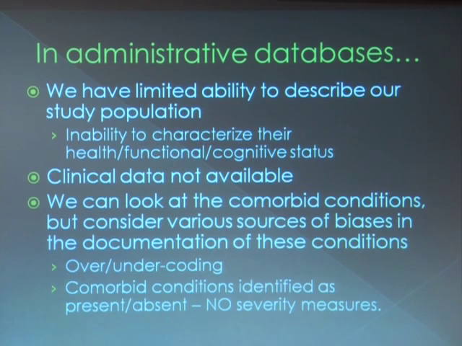We can look at comorbid conditions, but consider the various sources of bias in the documentation of these conditions. You can have overcoding, undercoding, et cetera. And also consider the fact that comorbid conditions are identified as present or absent, and there are no severity measures, and that's a very important limitation. So for example, you can have a code of congestive heart failure, but whether congestive heart failure is limiting the patient's ability to ambulate, to carry out certain activities, we will not be able to tell. A CHF patient looks like a CHF patient in this kind of database.